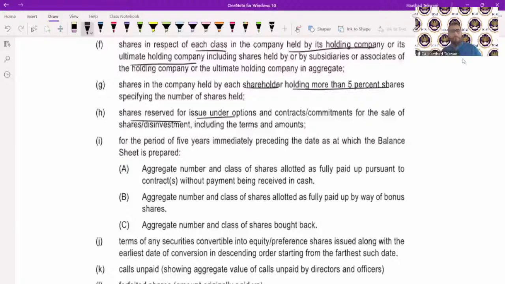Then for the period of the immediately preceding 5 years: the aggregate number of shares or class of shares fully paid up without payment being received in cash, aggregate number of shares fully paid up by way of bonus shares, and aggregate number of shares bought back. Three things. One, no cash, that is, shares on a non-cash basis.